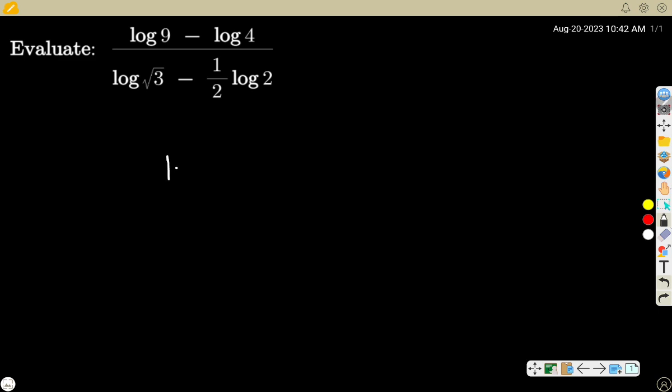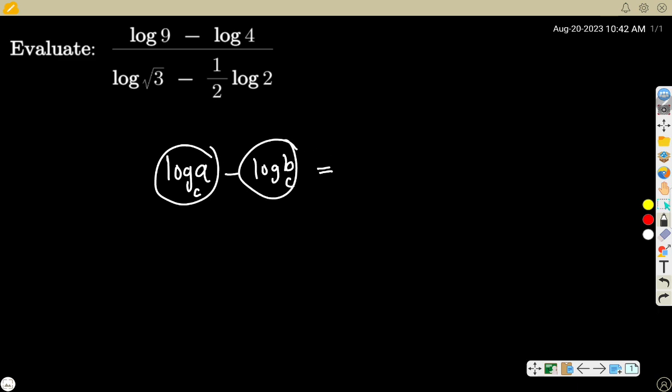Look at these laws. Log a base c minus log b base c. So if you have two logarithms, log a base c minus log b base c, then because it's minus, the law states that you will divide. So this becomes log a over b.